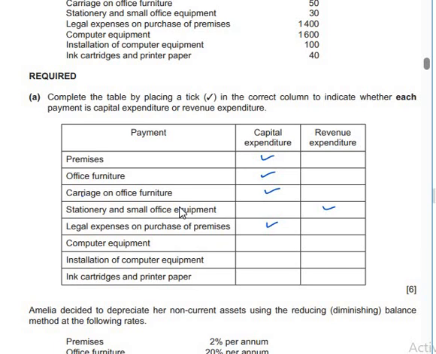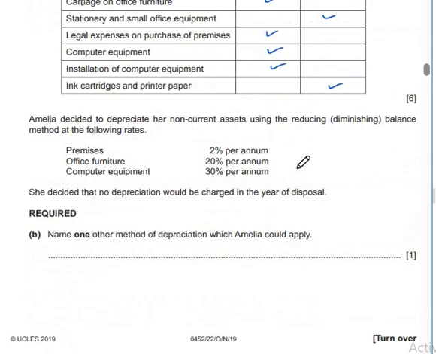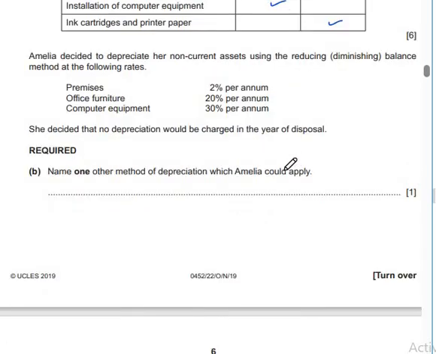Remember, legal cost, installation cost, and carriage cost. Computer equipment, it's a capital expenditure. Installation of computer equipment, capital expenditure. Ink cartridges, of course, it's an expense, so it's a revenue expenditure. But now let's look at the question where we are supposed to show the depreciation. Amelia decided to depreciate her non-current assets using the reducing balance method. Premises 2%, office furniture 20%, and computer equipment 30%.